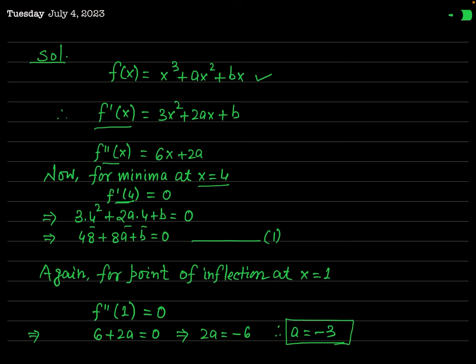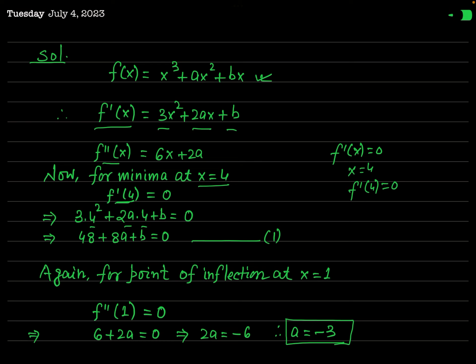So let us find f dash of x. You can see the function f dash of x will be 3x square plus 2ax plus b, and f double dash of x will be 6x plus 2a. Now, when a function f(x) is minimum, then its first order derivative is equal to 0. You have already learned these things in your previous lecture. In our question, it has been said that when x is equal to 4, your function is minimum. It means we can equate f dash of 4 equal to 0.